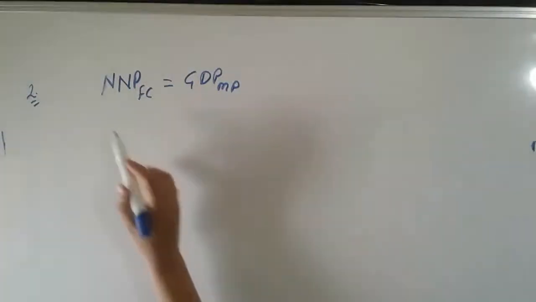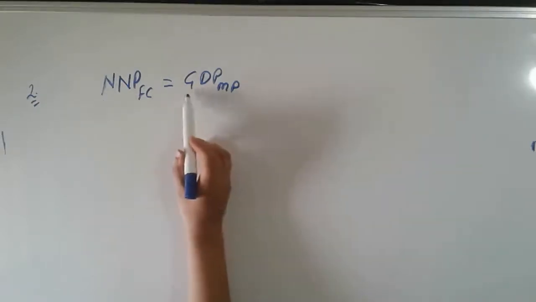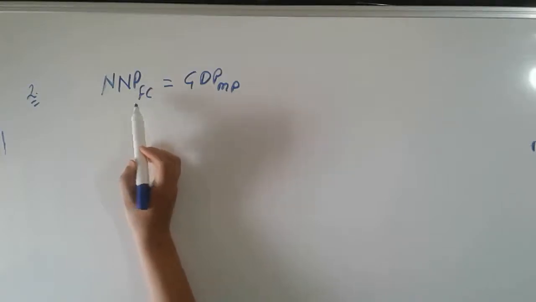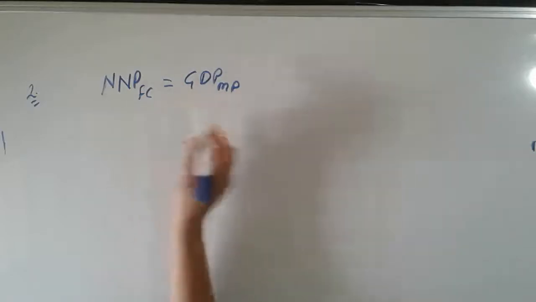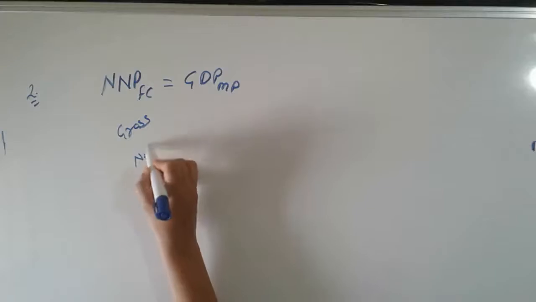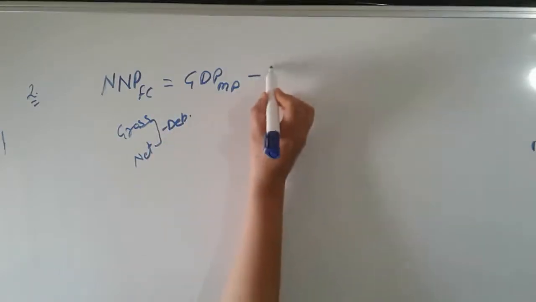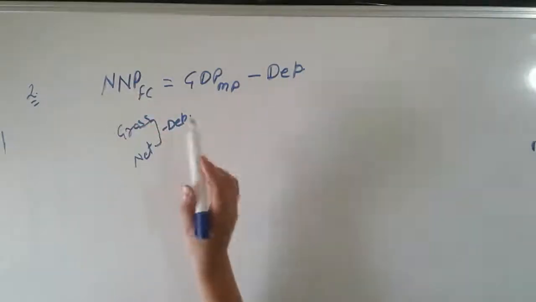In example number two, we are given NNP at MP, and we have to calculate NNP at FC. So what adjustments are needed? First, gross to net. We know that when we have to move from gross to net, we minus the depreciation.